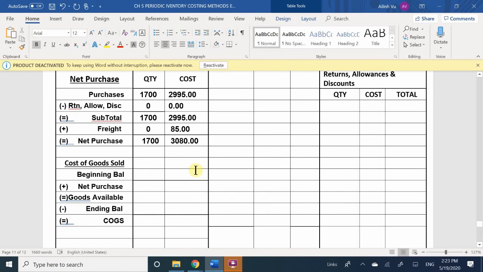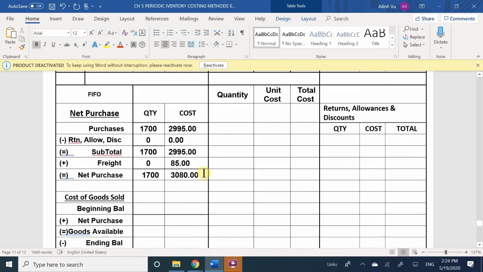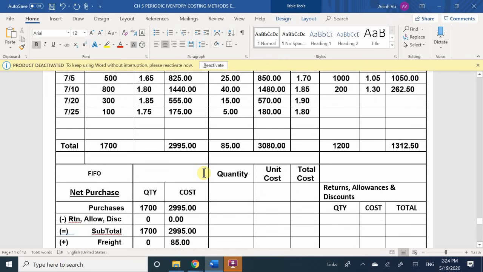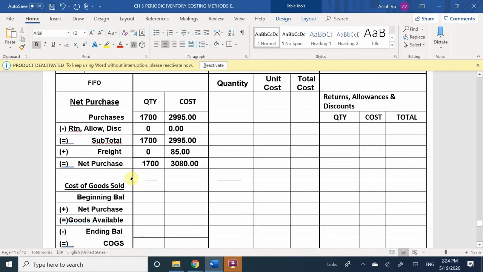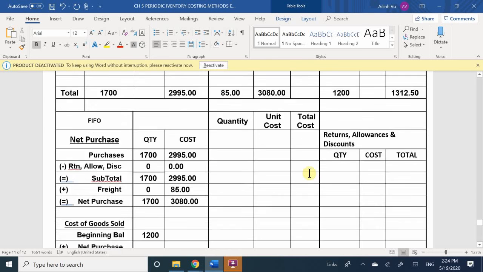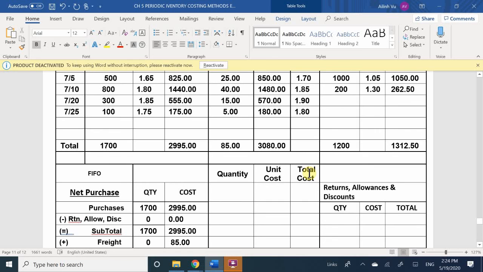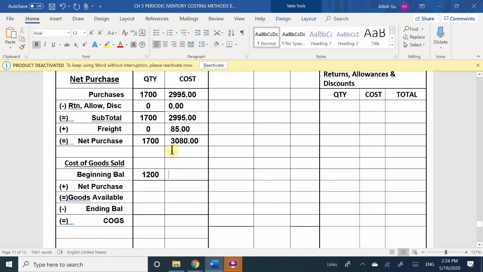Now we're moving on to the second half, which is to look for the cost of goods sold. So, did we have beginning inventory? Yes, 1,200 on hand. We have 1,200 items, and it cost us how much? It cost us 13,1250, and then we bring our net purchases down here.